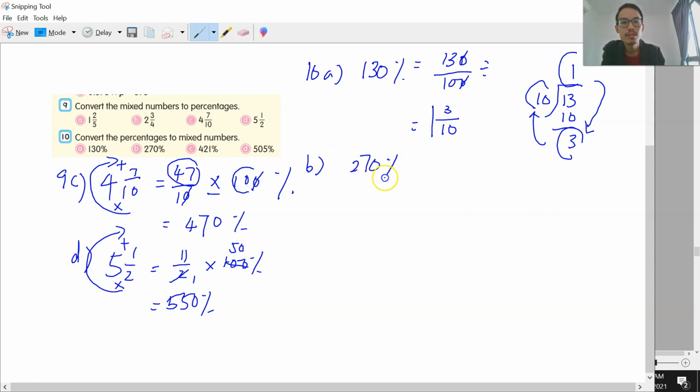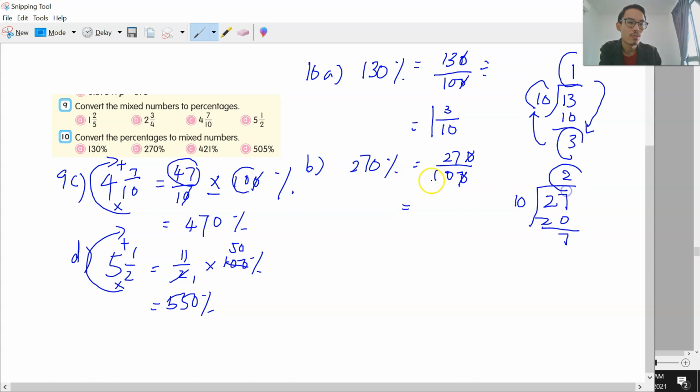For B, 270%, same thing, put it over 100, letak dia per 100. Potong kosong dia sekali-sekali. 27 di atas, masukkan. 10 di bawah, di luar. 2 times 10, 20, balance is 7. Nombor bulat, atas, bawah. So 2 7 over 10.